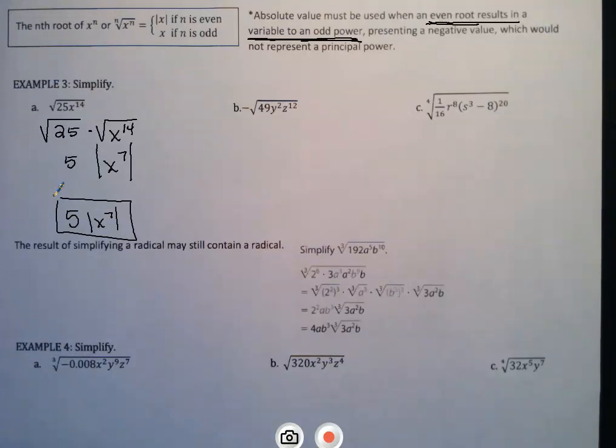Okay, so then let's look at the next one. So we've got a negative on the outside. Okay, we'll keep that in our answer. But we're going to do the square root of 49 times the square root of y squared times the square root of z to the power of 12. So what's the square root of 49?